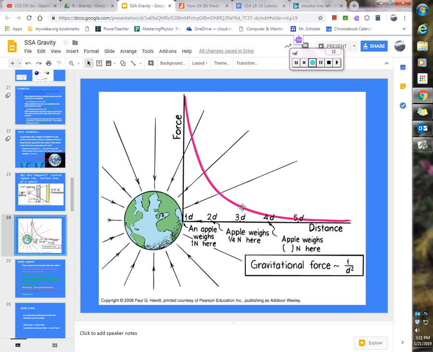So distance changes by 2 times, force changes by 1/4. 3 times as much distance, we have 1/9 as much force. 4 times as much distance, 1/16. 5 times the distance, 1/25. Okay, that's kind of an important idea that we call the inverse square rule. And that just has to do with how the gravity kind of spreads out.